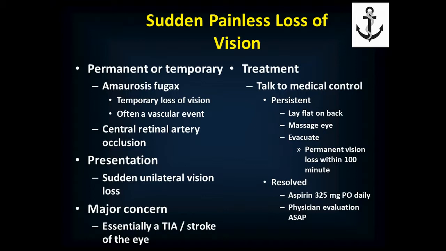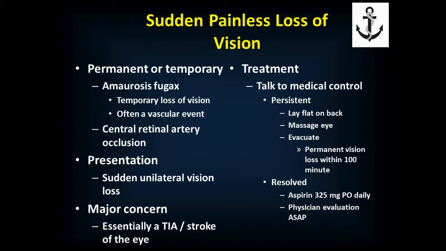Typically, this precedes what ultimately happens, which is the central retinal artery occlusion. And that's not this temporary, just a few minutes type of an event. And so you've got sudden unilateral vision loss. And essentially, these are TIAs, transient ischemic attacks, or strokes of the eye. The amaurosis fugax is a TIA. Central retinal artery occlusion is a stroke. And you need to talk to medical control.